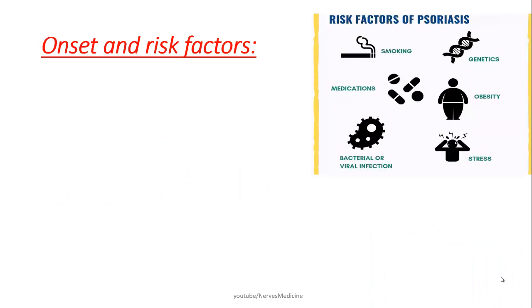Onset and risk factors. Onset of psoriasis can be at any age, but peak ages range from 30 to 39 and 50 to 69 years of age.